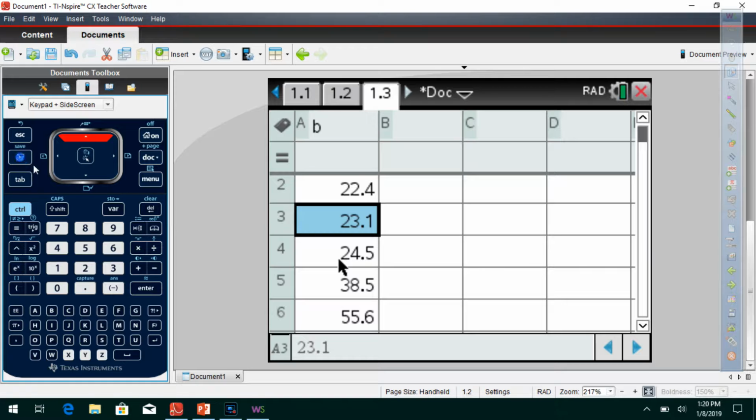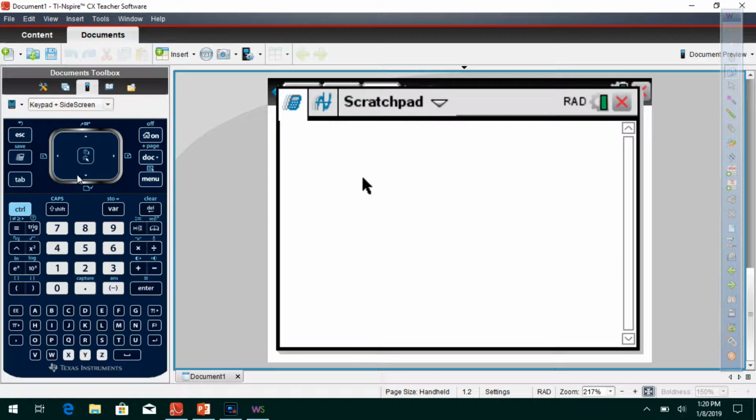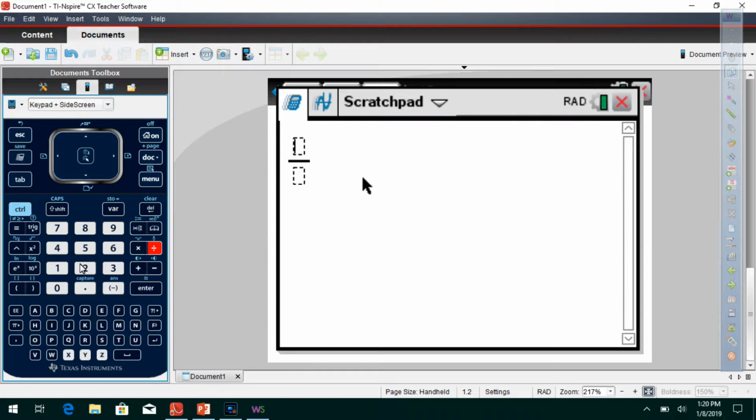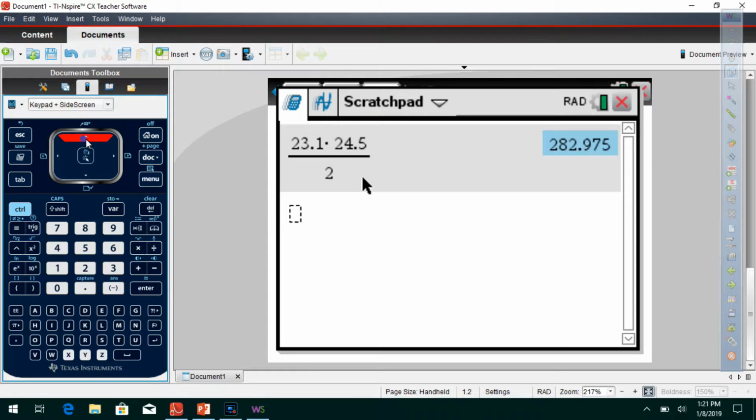So let's see here. If we do it manually, we got control, divide, and we have 23.1 plus 24.5. And then we're going to divide that by 2, and we get, and that's because Mr. Cromer does not know the difference between multiplication and addition. So we'll put a plus in there. There we go, 23.8. All right, that's much better. So 23.8 would be our median.